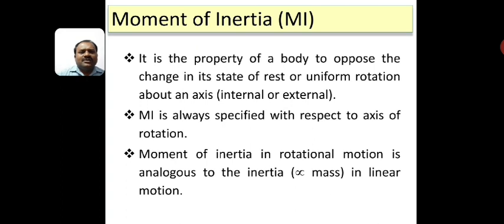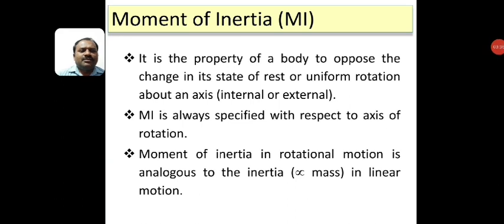So to understand the concept of moment of inertia, it is the property of a body to oppose the change in its state of rest or uniform rotation about an axis. As we have seen from the previous discussion, with any translational motion, we have the property known as inertia. Similar to that, in case of rotational motion, we have this particular quantity known as the moment of inertia. So this is the property which opposes any change in its state of rest or uniform rotational motion about an axis.